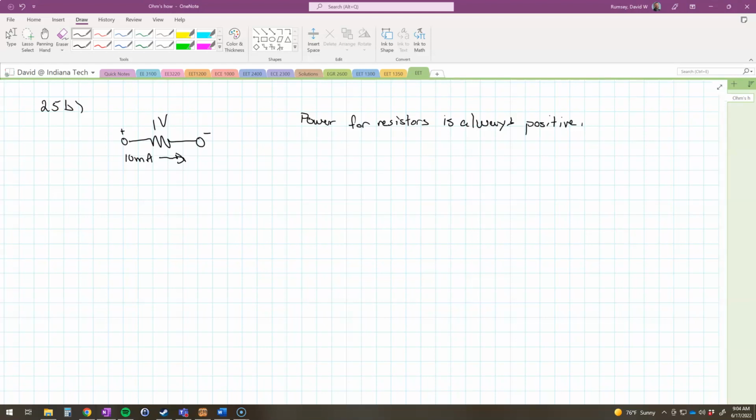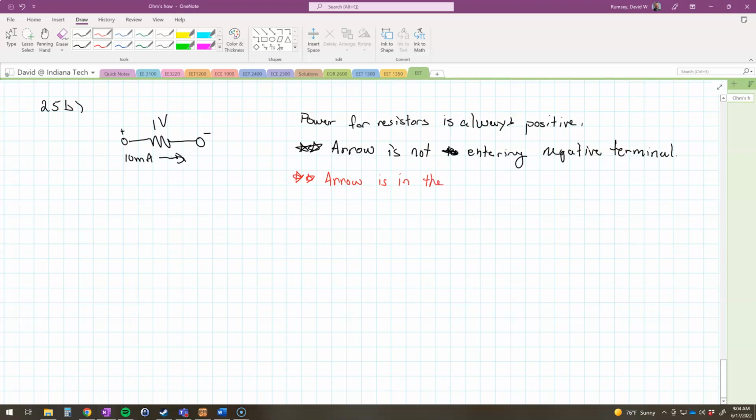In fact, the reality is, and let me emphasize this, the arrow is not entering the negative terminal. And you might say, well, it absolutely is, the first terminal it hits is the negative. But the difficulty, and this takes a little bit of getting used to, is that the arrow, the way it's drawn here, and I'll emphasize this as well, is in the resistor, in quotes. And if it's already in the resistor, it's already hit one of the terminals.